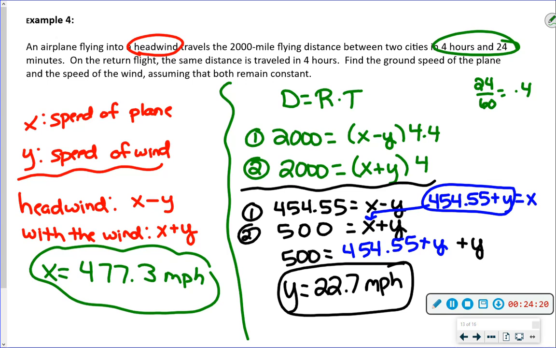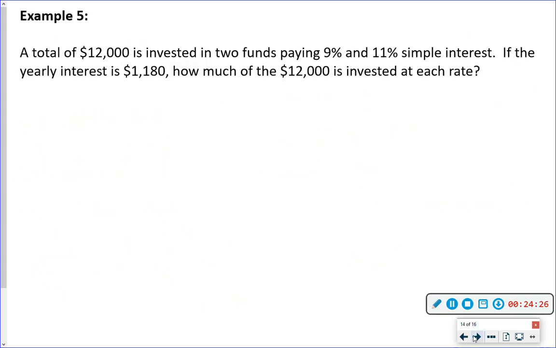You got it. All right, that is the worst word problem of the day. Let's do some easy ones, okay? All right, here we go.